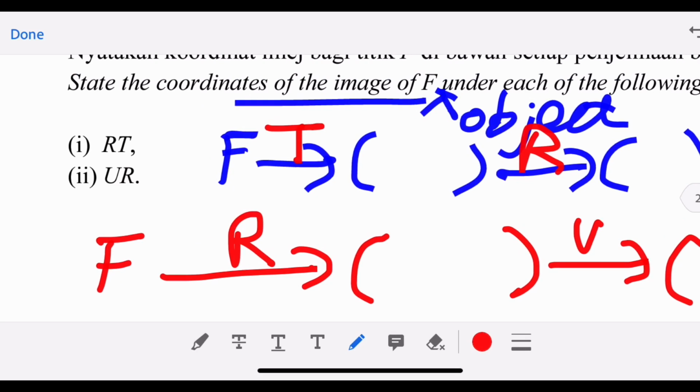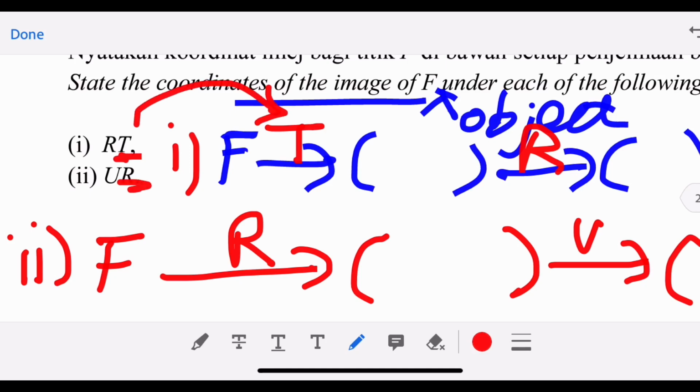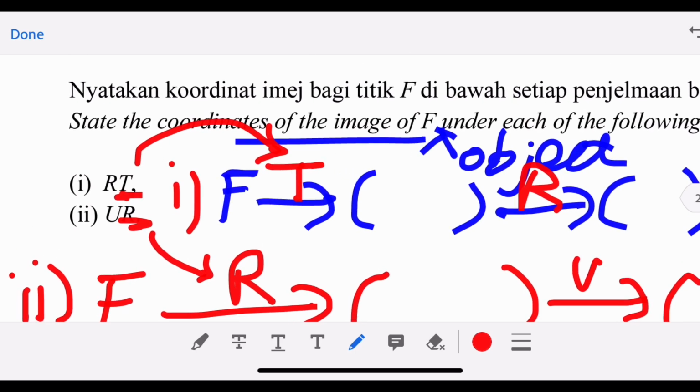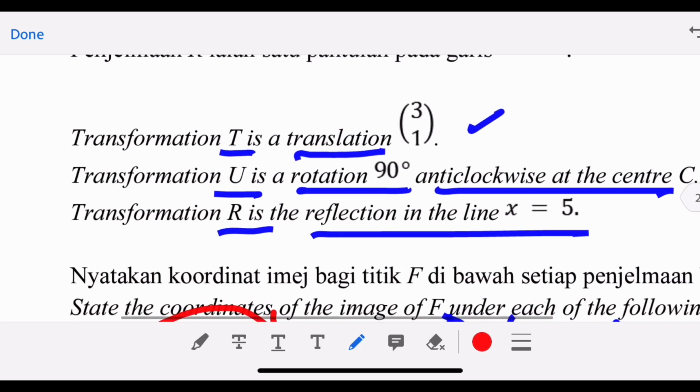So I will write the answer in the answer space later. I prepare the answer space first. In the exam, you are encouraged to write your answer like this. So from the object F, you will do transformation T and you find the image.